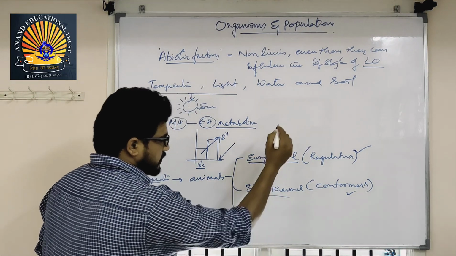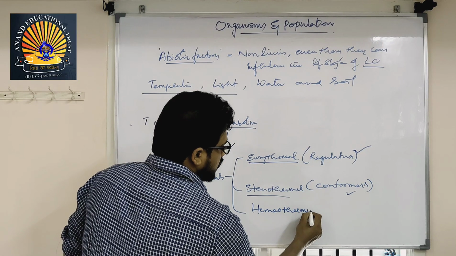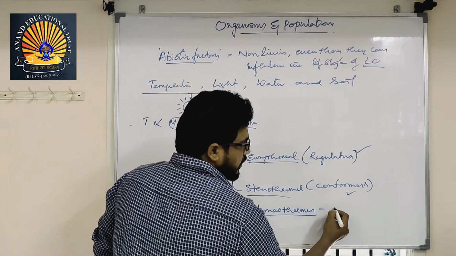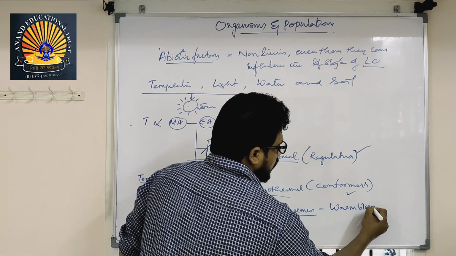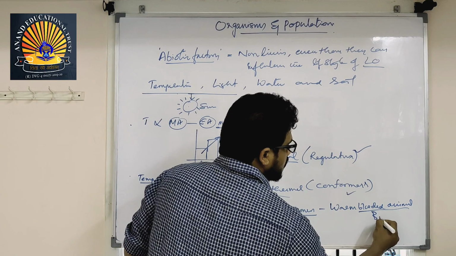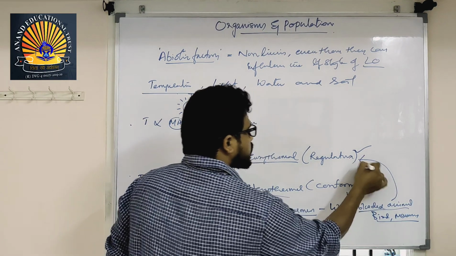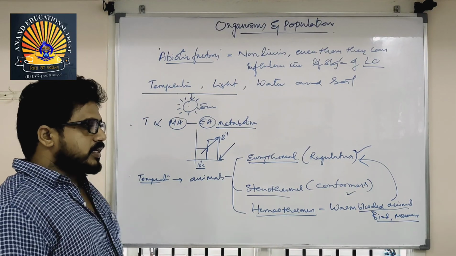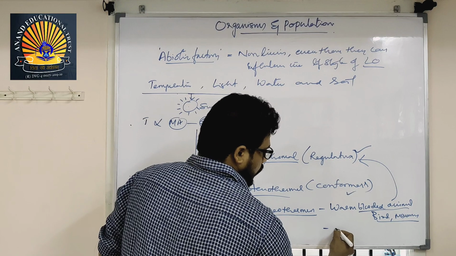Apart from that, in animals, another thing you see is homeothermous. Homeothermous means endothermous, warm-blooded animals. What are the warm-blooded animals? Birds and mammals, these two only. That's why these two are also regulators. Birds and mammals. And other animals are cold-blooded.